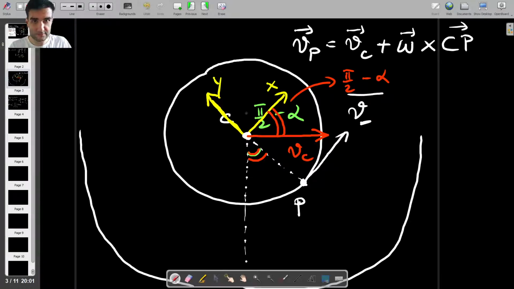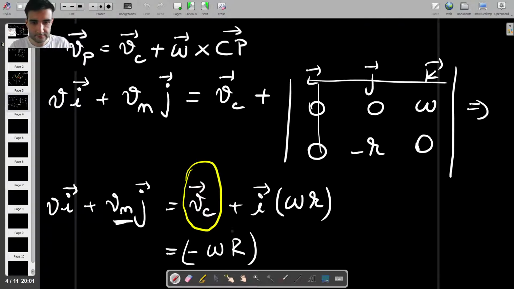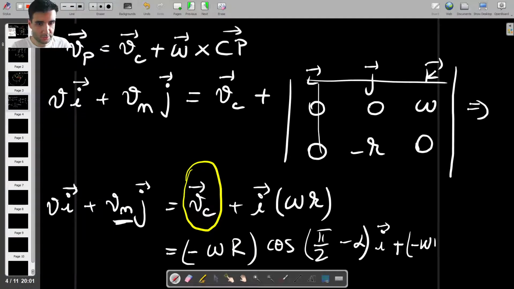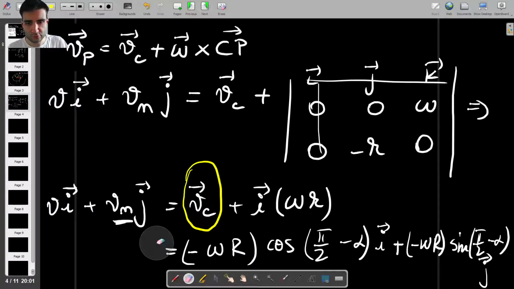And then we're looking at the cosine of this angle. So we have cosine of pi over 2 minus alpha, and this is along the x direction, so we need an i multiplied with it, and then plus, we take the y component, which is minus omega R, and then we have sine of the same thing, and this is multiplied by j. Okay, and to that we have to add, and I'll just add it here on the left, i times omega small r. Okay, and this is equal to this.